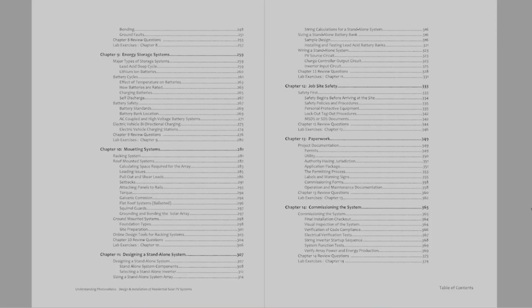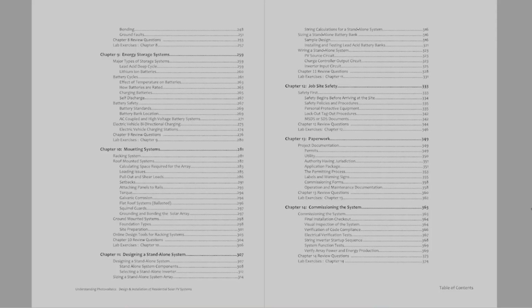Chapter 11, we sort of go on a little bit of side trip here. If you're going to do designing a standalone system, there are very specific things that you need to know if you're doing a standalone system. So we sort of filter that out a little bit, put it in its own chapter, focus on that. Chapter 12, we get on job site safety.